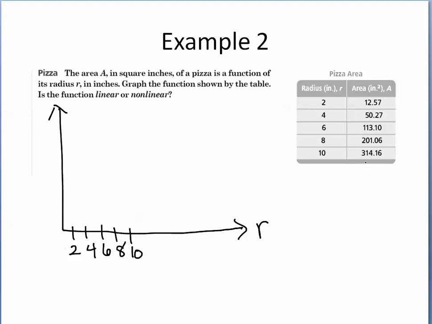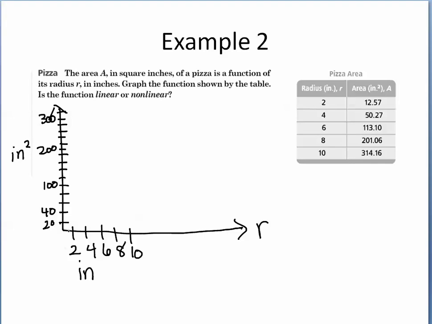Okay, and then for the area I got 12.57 up to 314.16. So I'm going to have to go by something a little weird. I'm going to go by 20s. So 20, 40, 60, 80, 100, 120, 140, 160, 180, 200, 220, 240, 260, 280, 300. Okay, and then 320.